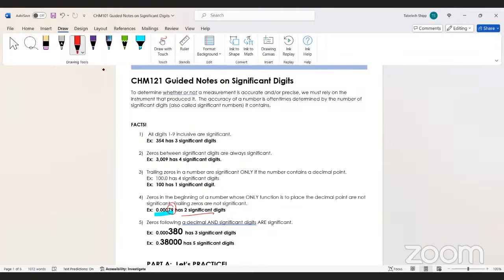Now, when you get to the zeros, on the other hand, like in statement number 5, statement number 5 says zeros following the decimal and significant digits are significant. So what does that mean? That means if you have a bunch of zeros that lead in the front, and then you have your first significant digit followed by a 0, all of those numbers count. That means you have 3 significant digits.